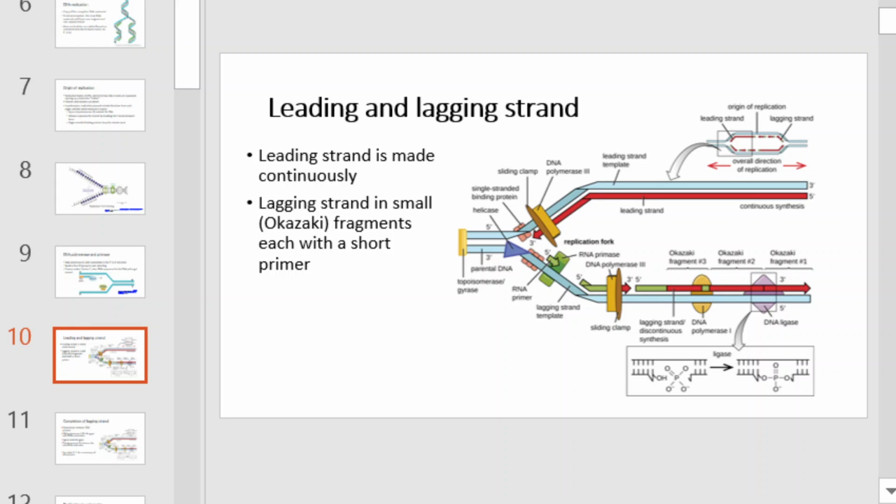Leading and lagging strands. The leading strand, or template strand, is made continuously in DNA replication. The lagging strand is made in a discontinuous fashion. Small chunks of DNA are made and then have to be assembled. The lagging strand's chunks are referred to as Okazaki fragments.